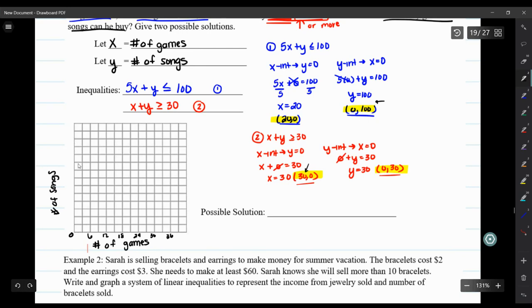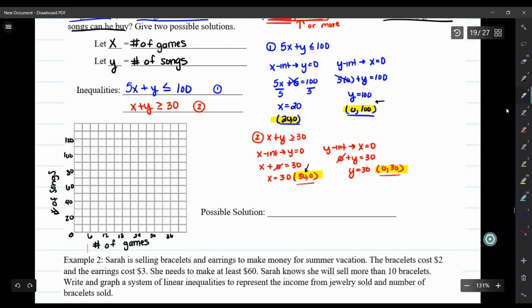10s will hit it perfectly. 10, 20, 30, 40, 50. So again, I'm going to skip every other line. So 10, 20, 30, 40, 50, 60, 70, 80, 90, 100, 110, and 120. I skip every line because if you mark every single grid line, your numbers are going to get really squished down here, which is why I skipped every other grid line.